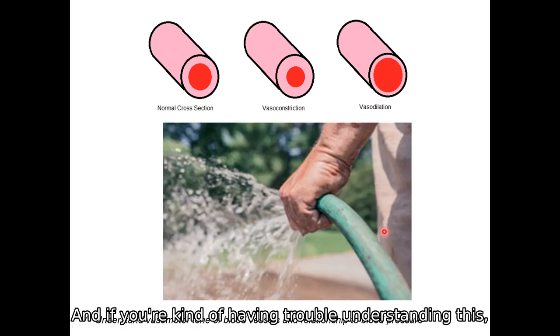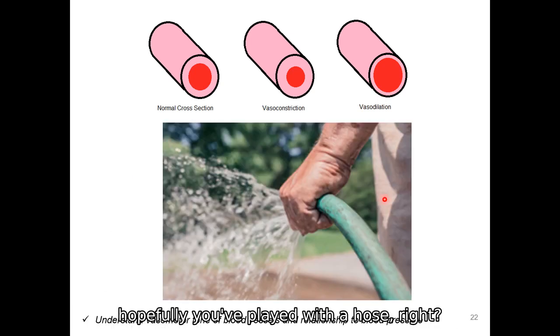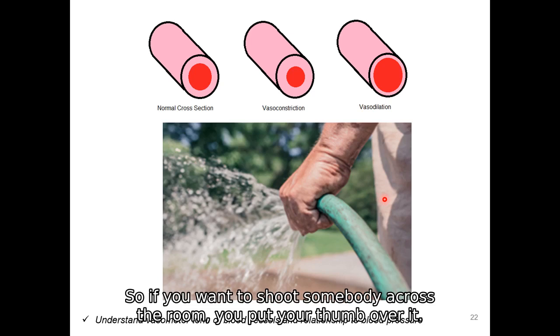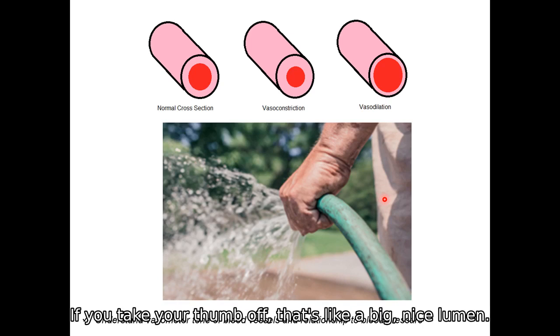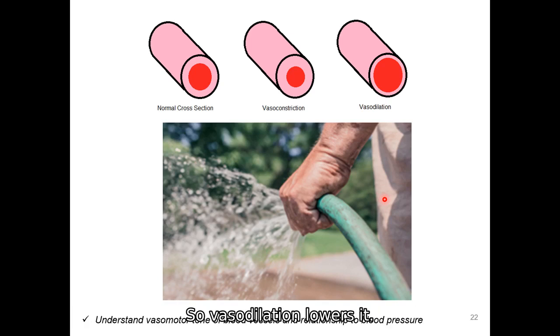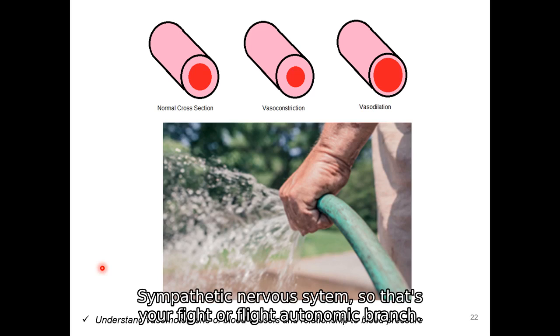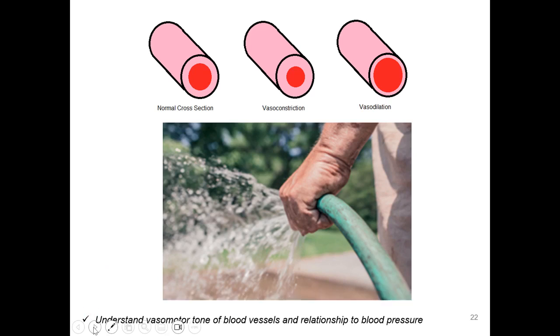And if you're kind of having trouble understanding this, hopefully you've played with a hose, right? So if you want to shoot somebody across the room, you put your thumb over it. So vasoconstriction increases blood pressure, right? If you take your thumb off, that's like a big, nice lumen, so vasodilation lowers it. What is SNS? Sympathetic nervous system. So that's your fight or flight autonomic branch.